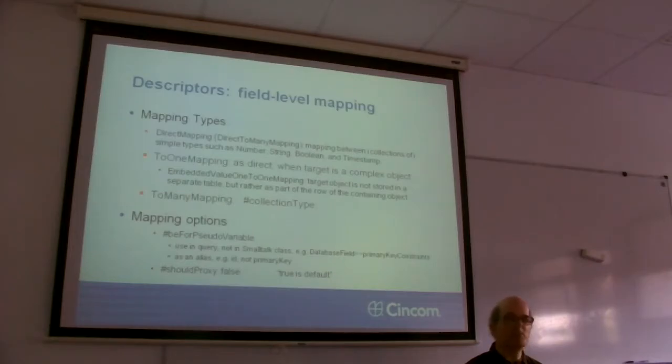Okay, so that was table level. How do you think of your tables versus your classes? Now we're getting into field level mapping. So obviously, direct mappings are between simple types, things that can live in a column. Number, string, boolean, timestamp. To one mapping, same thing, but it's complex. You know, author and book, or something like that. And to many mappings, the main thing just to remember there is what's the collection type? Set, bag, dictionary, whatever.